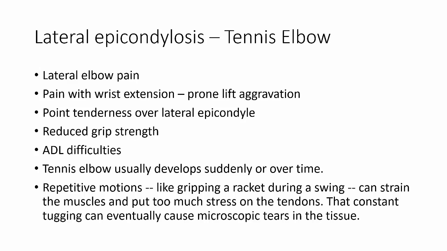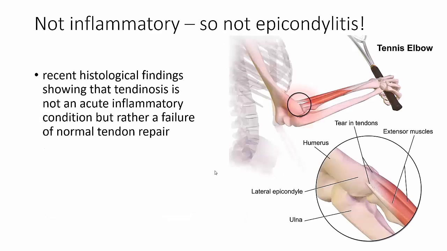Grip strength is usually reduced. Activities of daily living are often reduced, and it usually develops either suddenly with some specific lifting incident or over time, and often relates to repetitive injuries, so repetitive motions such as gripping a racket or tennis, from which it obviously came, but it's clearly not all tennis elbow.